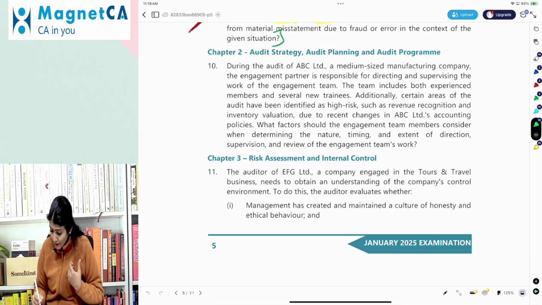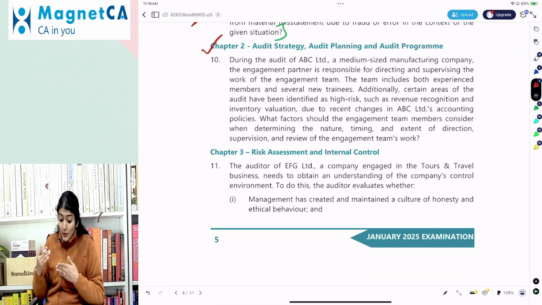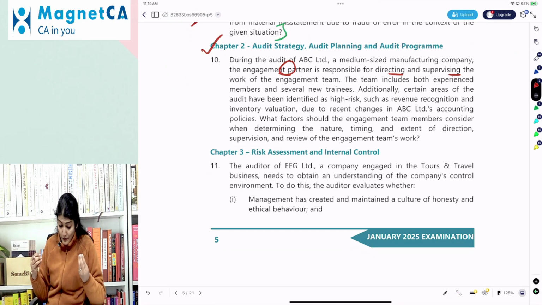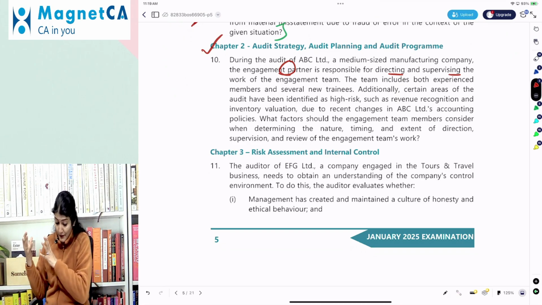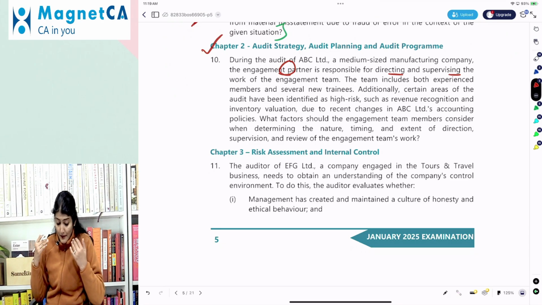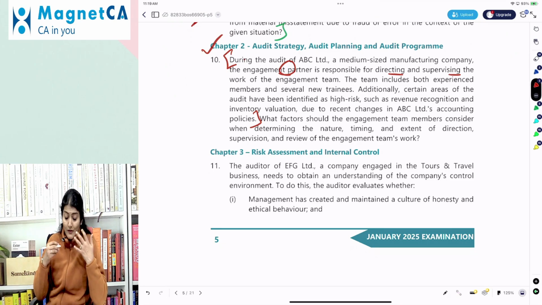Right, question number 10 from the chapter number 2, audit strategy, audit planning, audit program. During the audit of ABC Limited, a medium-sized manufacturing company, the engagement partner is responsible for directing and supervising the work of the engagement team. The team includes both experienced members as well as several new trainees. Additionally, certain areas of the audit have been identified as high risk, such as revenue recognition and inventory valuation, due to recent changes in ABC Limited accounting policy. Again, it was okay if I had not read all this part.